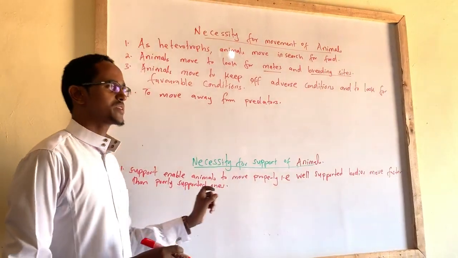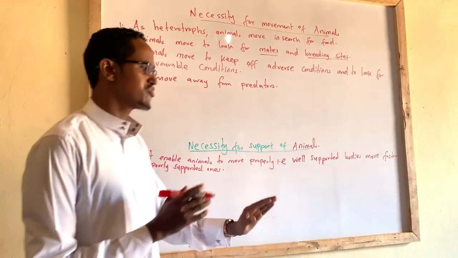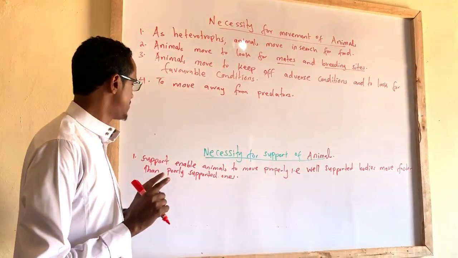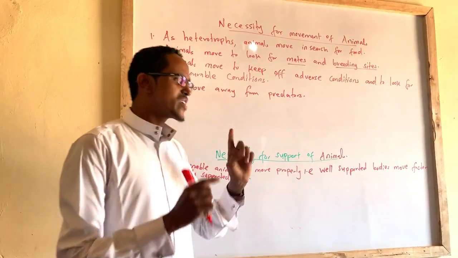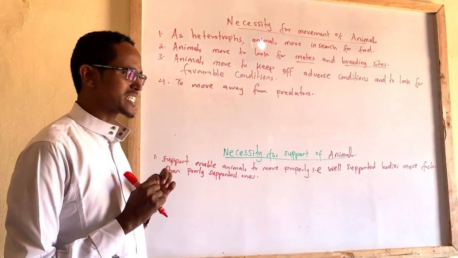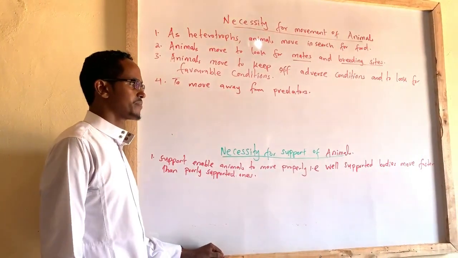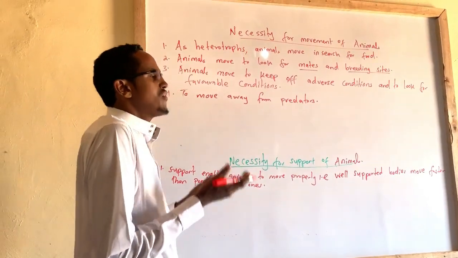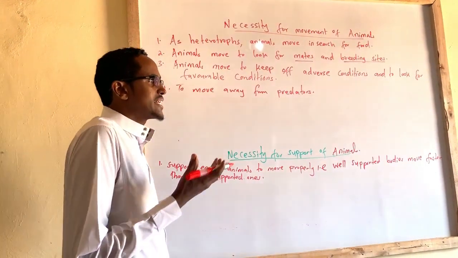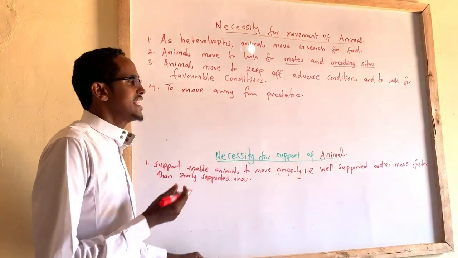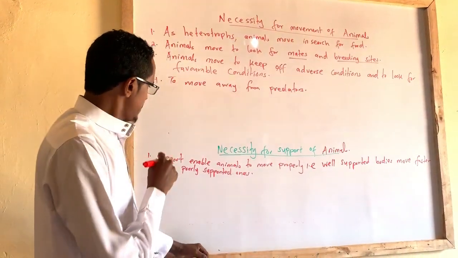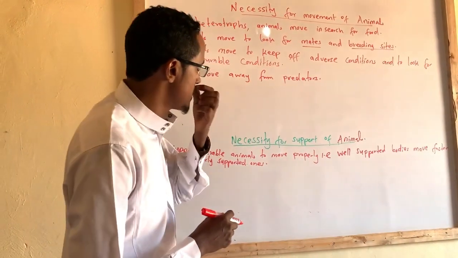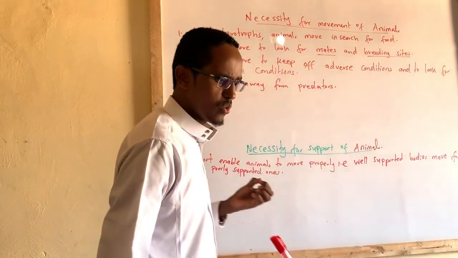I said when I was starting the class, locomotion or movement and support are 2 inseparable things. They cannot be separated. You cannot move without having a proper support, a rigid framework. Because it is support that holds us off the ground. It is support that is carrying our weight. And therefore, support enables animals to move properly, i.e. well-supported bodies move faster than poorly supported ones.